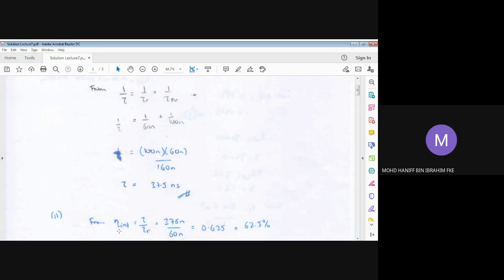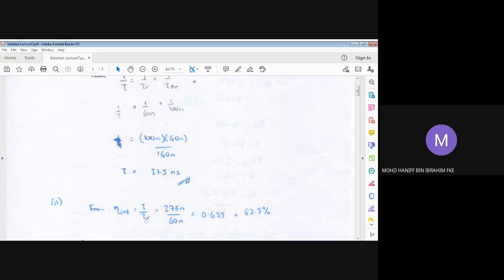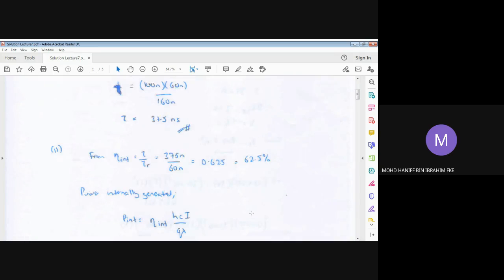From this information of total recombination time, we can calculate the internal quantum efficiency, the ability of the LED to produce light, which is tau divided by tau r. So we have 37.5 nanoseconds over 60 nanoseconds. The answer will be 0.625, and in percentage, it is 62.5%. So that should be the internal quantum efficiency.